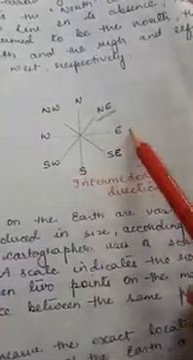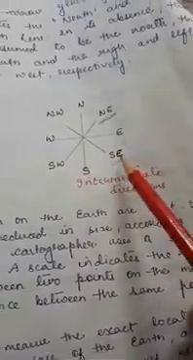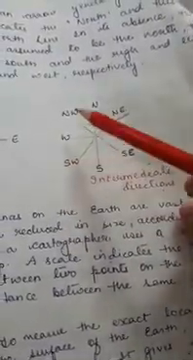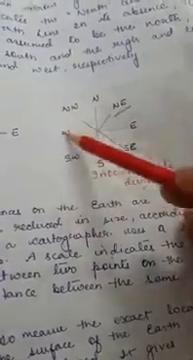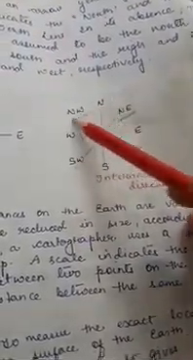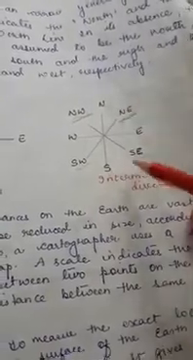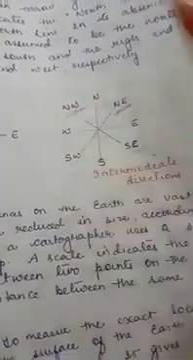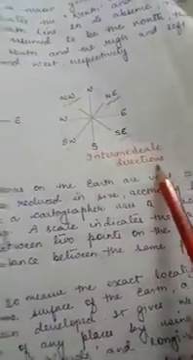See, this is north, this is south, this is east, this is west. The direction which falls between north and east is known as northeast. The direction which falls between south and east is known as southeast. The direction which falls between south and west is known as southwest, and the direction which is between west and north is known as northwest. So northeast, southeast, southwest and northwest are known as your intermediate directions.